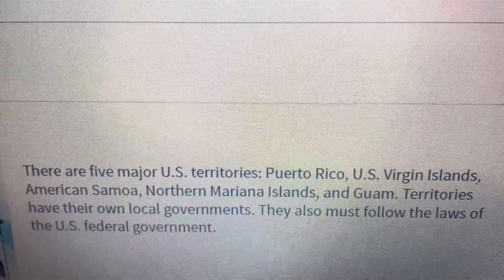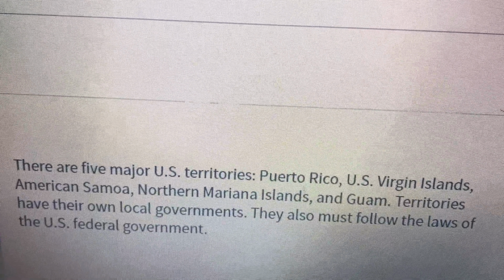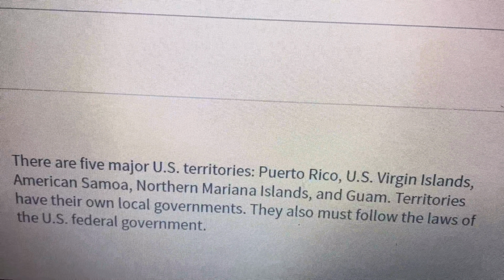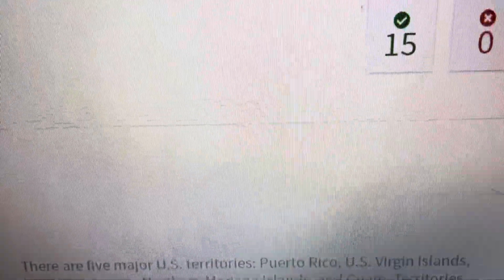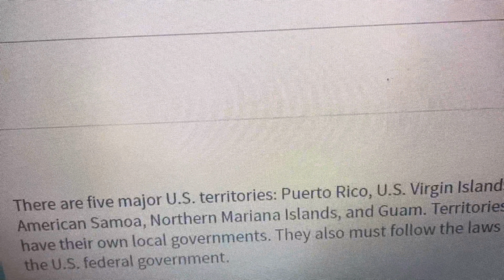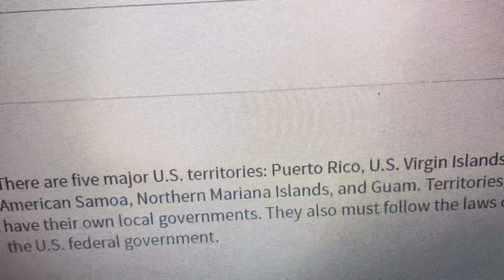Territories have their own local governments. They also must follow the laws of the U.S. federal government. So that's what they needed. Also, they must follow the federal law of the U.S. government. So, Guam.